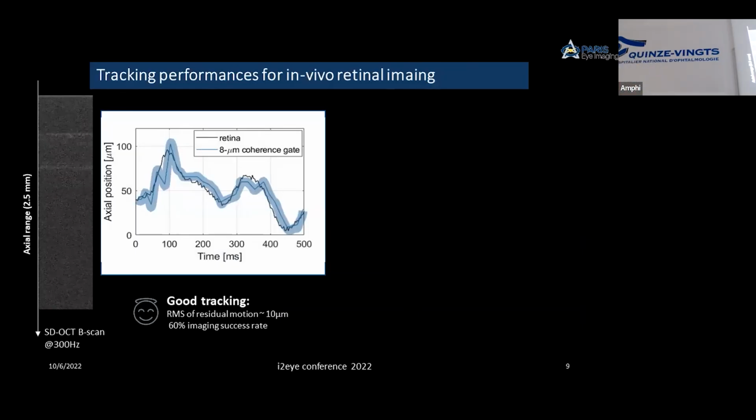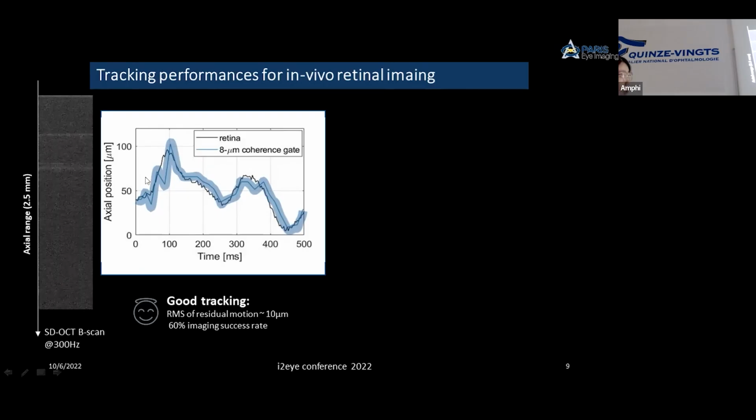So here I would like to show the tracking performance of our system for in vivo retinal imaging. The first case is an SD-OCT scan from one healthy subject who is used to eye imaging, so we can see the amplitude of the axial motion is not very large, and we have very good tracking.